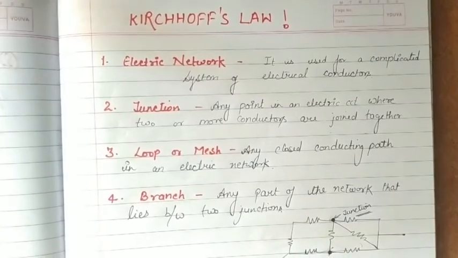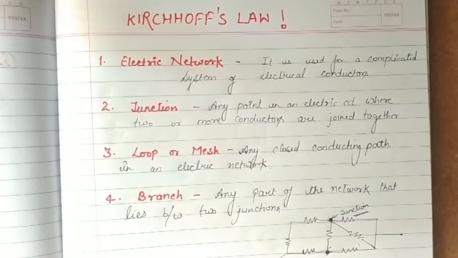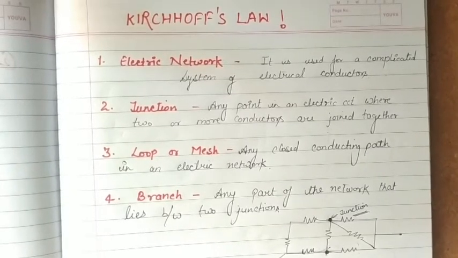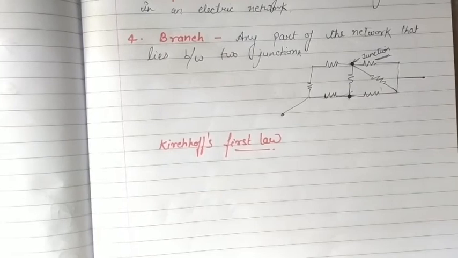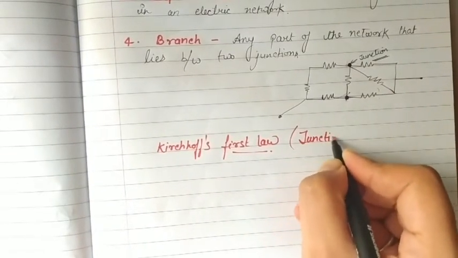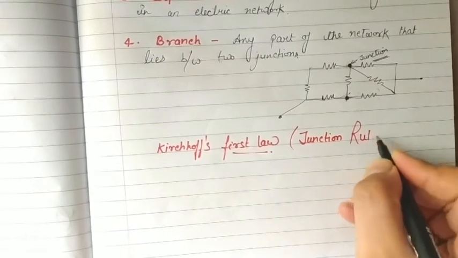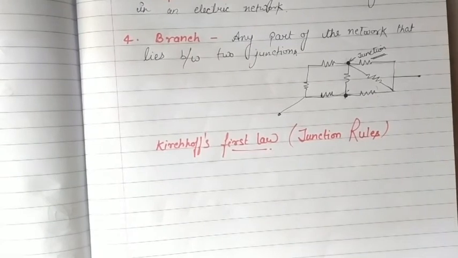Now after these terms we are ready to understand Kirchhoff's law. So Kirchhoff's law consists of two different laws. We are starting with Kirchhoff's first law. Kirchhoff's first law is also known as junction rule. First, let's see its statement and then we will understand it.